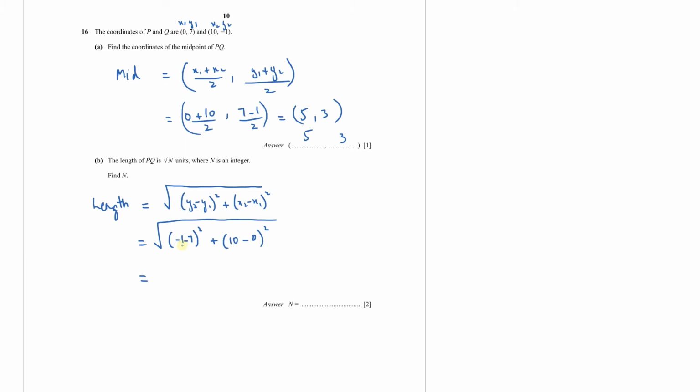So this will become minus 8. Minus 8 squared is 64, plus 10 minus 0 is 10, and 10 squared is 100, all under the root. And 100 plus 64 will be 164. So your length PQ is the square root of 164. So your value of n here is 164, because your length is given in the form square root of n, and you found that it's the square root of 164, so n will be 164.